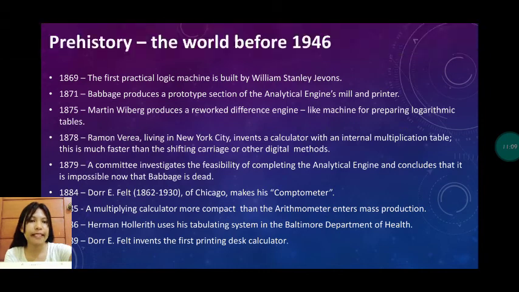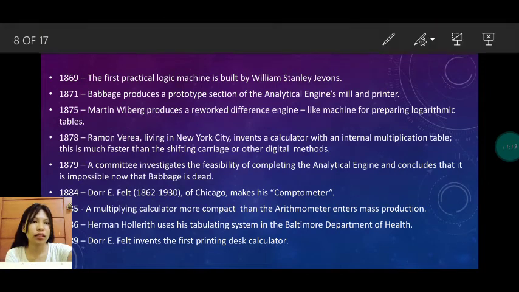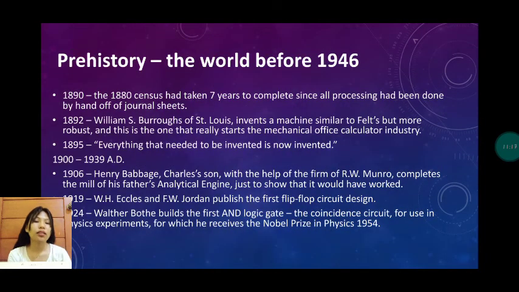So for the next, the world before 1946. The 1880 census had taken 7 years to complete since all processing had been done by hand on journal sheets. In 1892, William S. Burroughs of St. Louis invents a machine similar to Felt's but more robust, and this is the one that really started the mechanical office calculator industry.